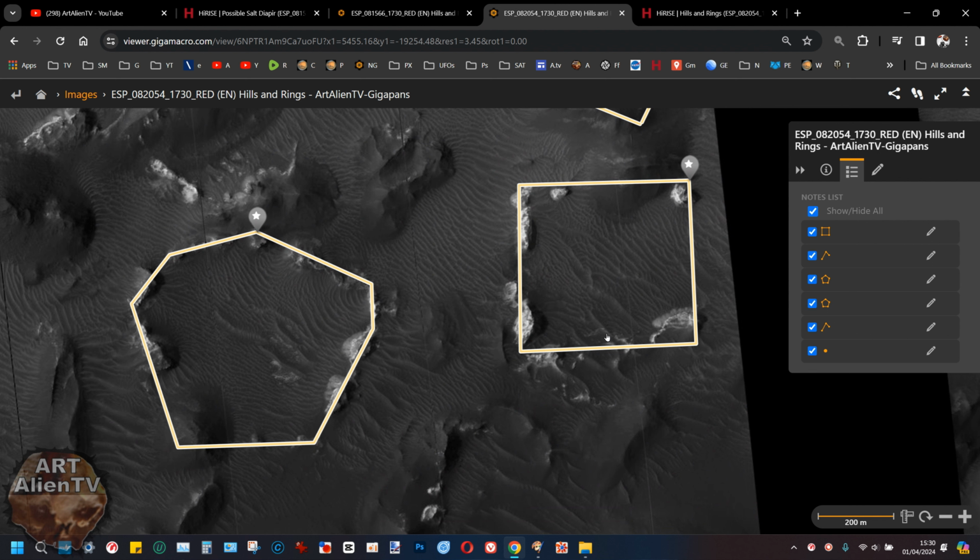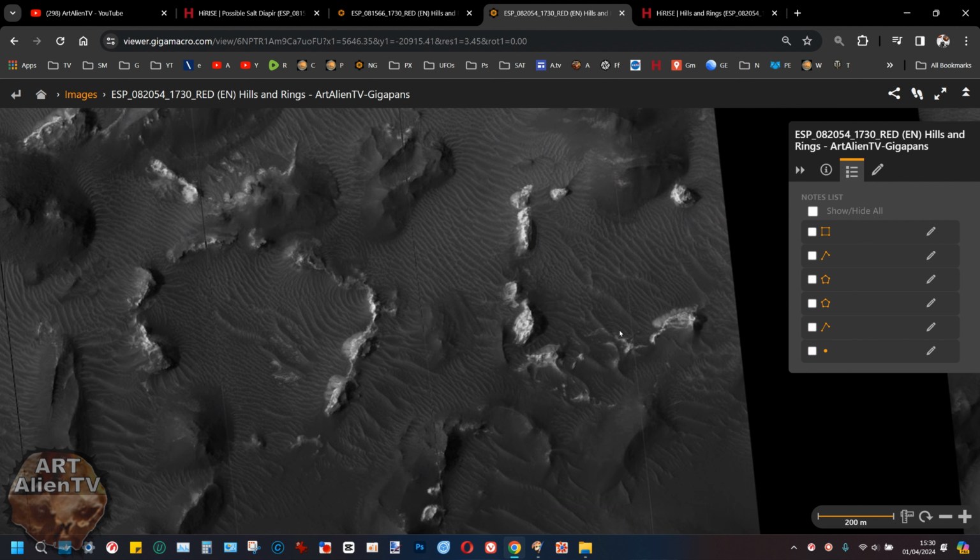We've got all these shapes. Now, this one here is perfectly square when you mark it out. You can see the corners here that are still left. There's bits of it still standing. Now, I'm not saying these were built.